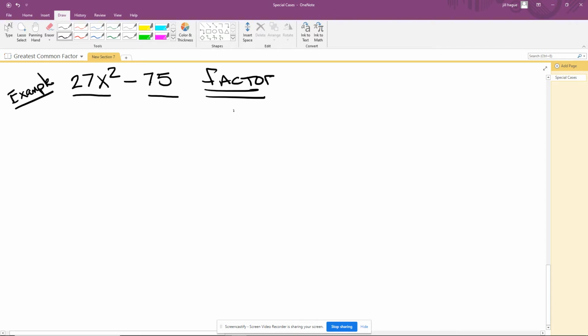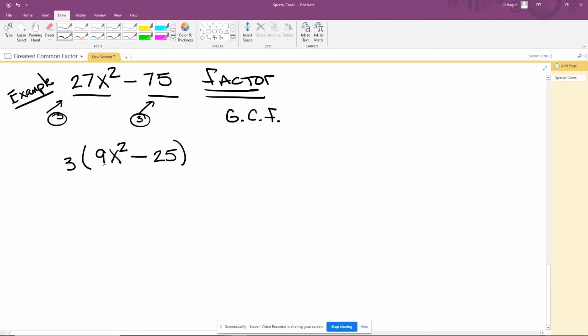So what do we do? We return to what we always do when we start a problem, which is we factor out a GCF. So what number goes into 27 and 75? And we say, well, 3 is a factor of 27, right? 9 times 3. And if you didn't know it, 75 divided by 3 is 25. So 3 is my GCF. Okay, so if I factor a 3 out, that would leave me inside with 27 divided by 3, which is 9x squared, minus 75 divided by 3, which is 25.